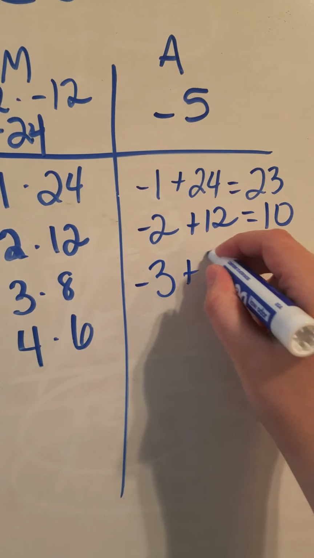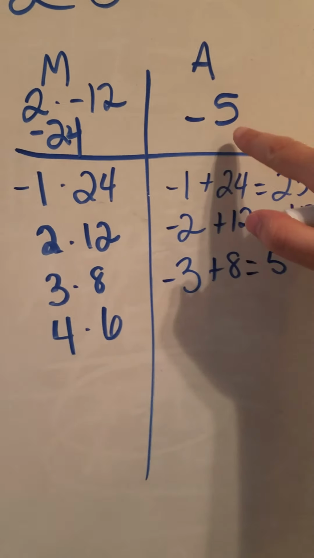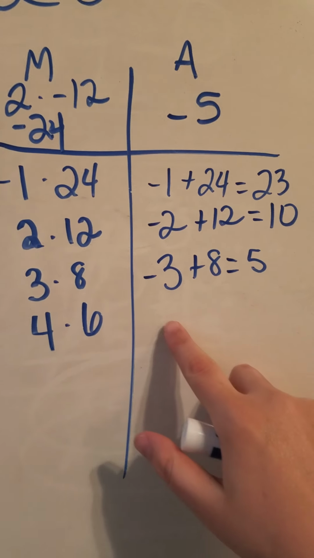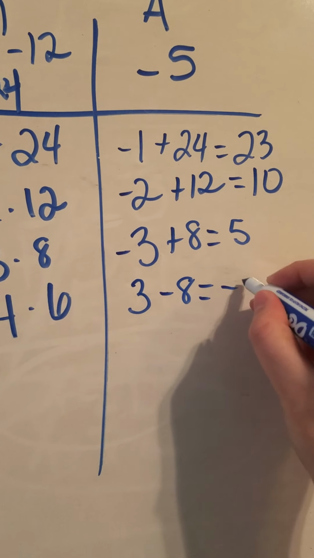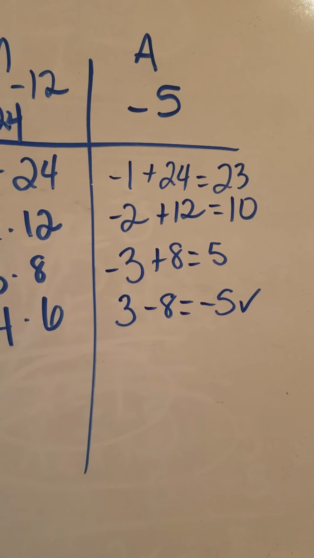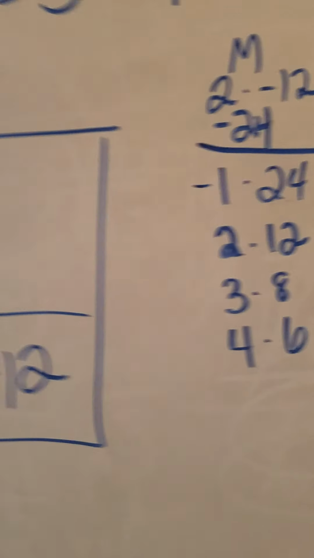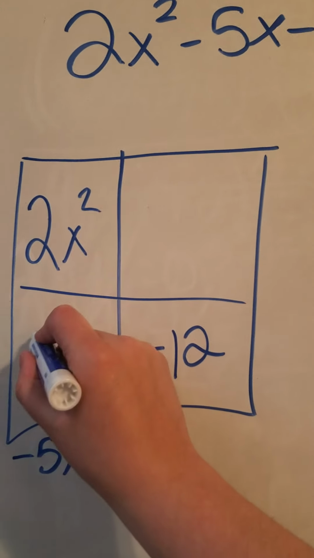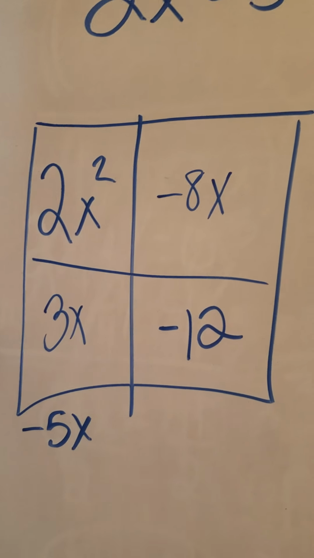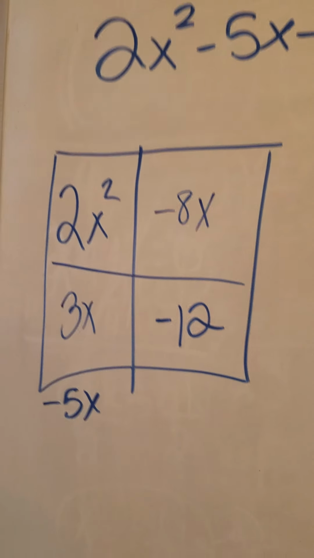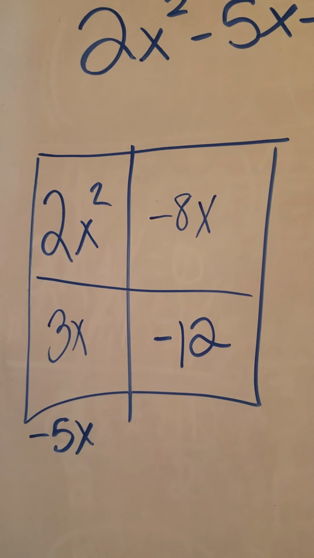Negative 3 plus 8 gives me positive 5. Well, hey, that's close to what I want, but I need a negative 5. So let's just change this up. Let's make this a positive 3 and a negative 8. And that gives me negative 5. That's what I want, telling me these two numbers here are the two numbers that are going to go into my diagonal. 3x, negative 8x. I would go ahead and pause the video and start trying to find your outsides, then see if you did it correctly.